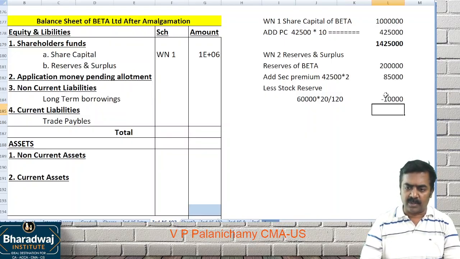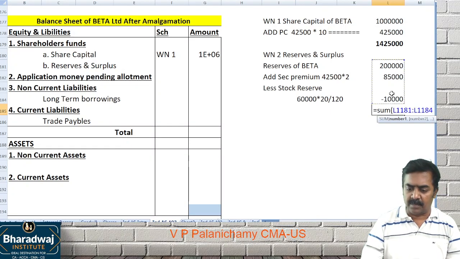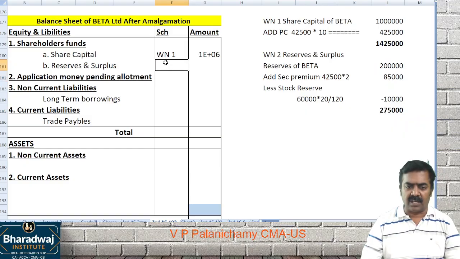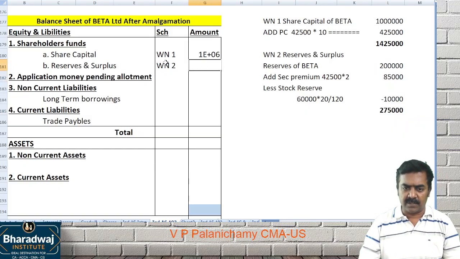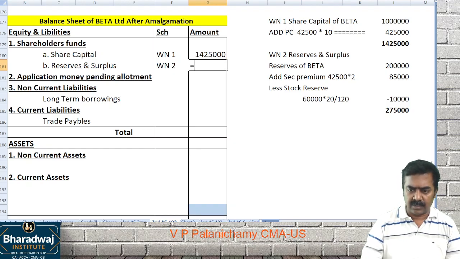It is 10,000. So the net amount will come. This will be eliminated from stock also. What is the purpose? To show the stock at what price? Cost price. So working note 2. Take it up. Reserves and surplus.